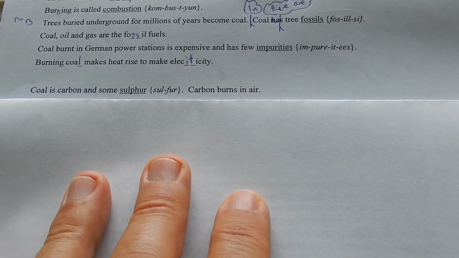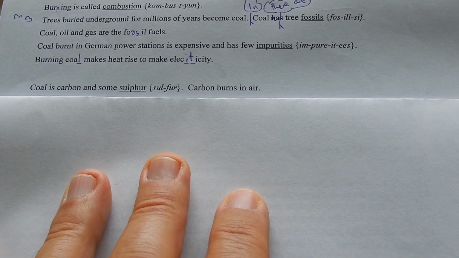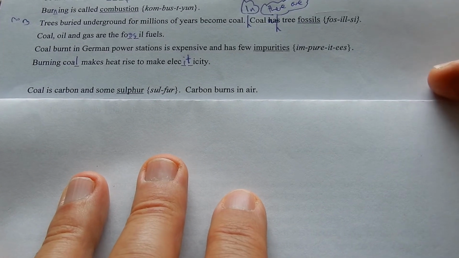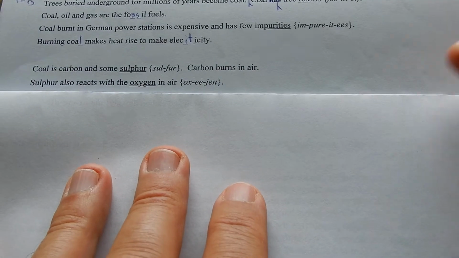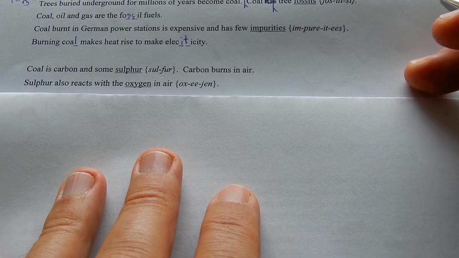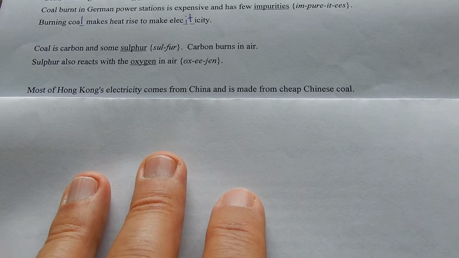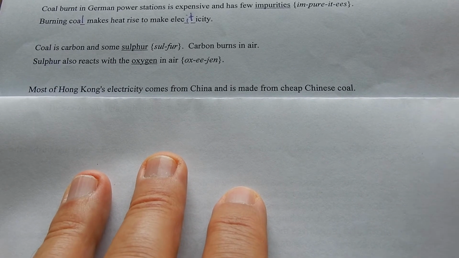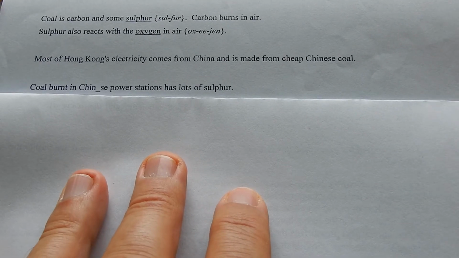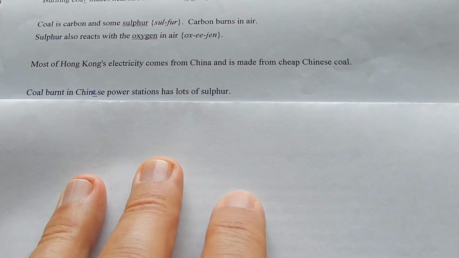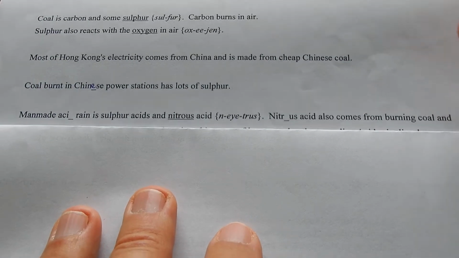Coal is carbon and sulfur. Carbon burns in air, making carbon dioxide and then carbonic acid. Sulfur also reacts with the oxygen in air. Most of Hong Kong's electricity comes from China and is made from cheap Chinese coal. Coal burnt in Chinese power stations has lots of sulfur.